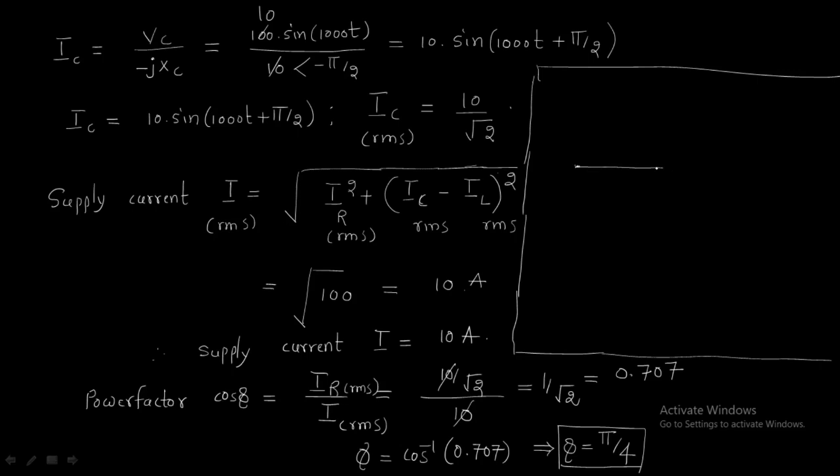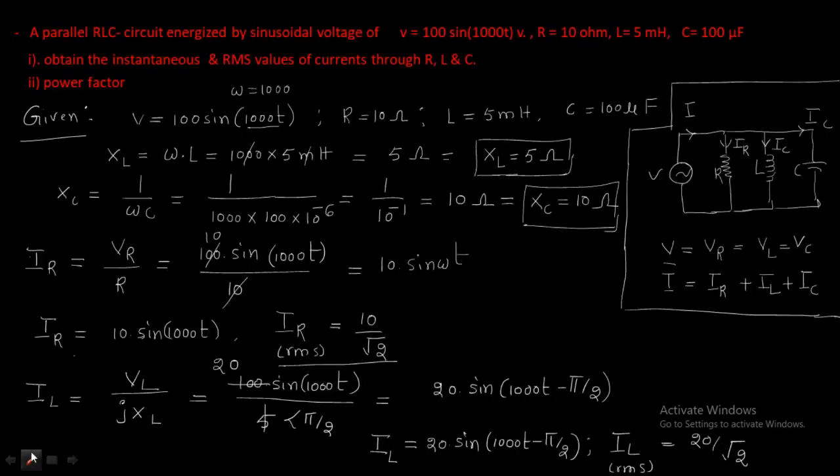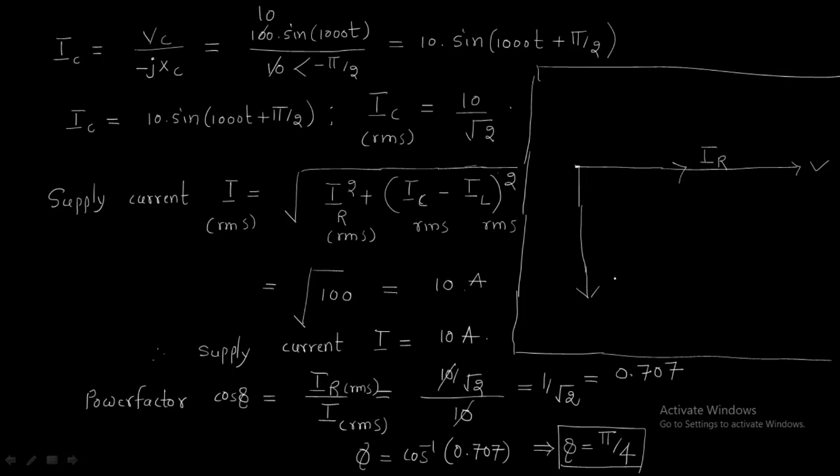First in the phasor diagram, you have to draw the voltage phasor, the supply phasor, and we have the resistive current IR, that is 10 by root 2 at an angle of 0. And we have the inductive current, generally a larger value, 20 by root 2, that's why I took the big value. Inductor current is always at minus 90 degrees. And the capacitor current is always at plus pi by 2.